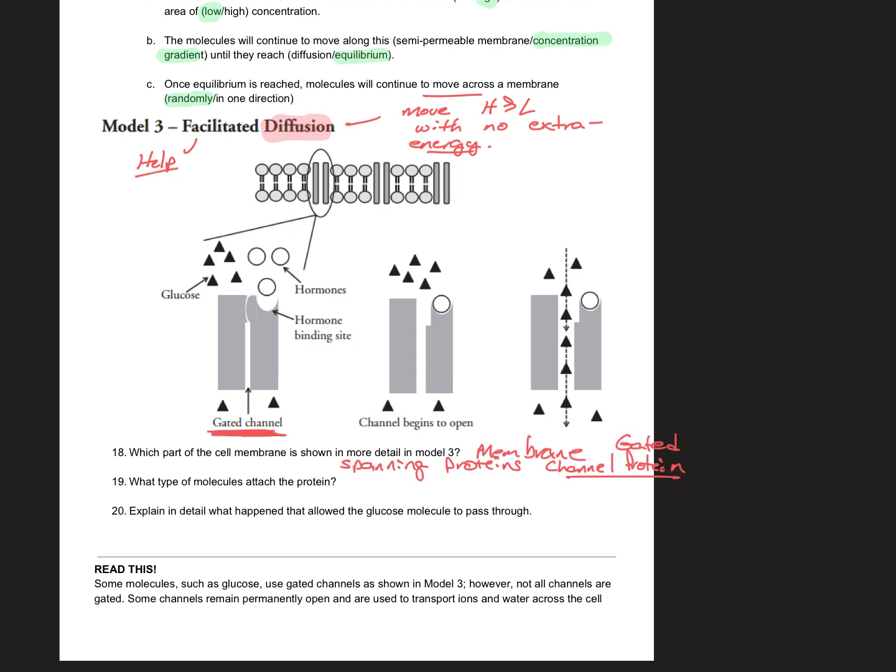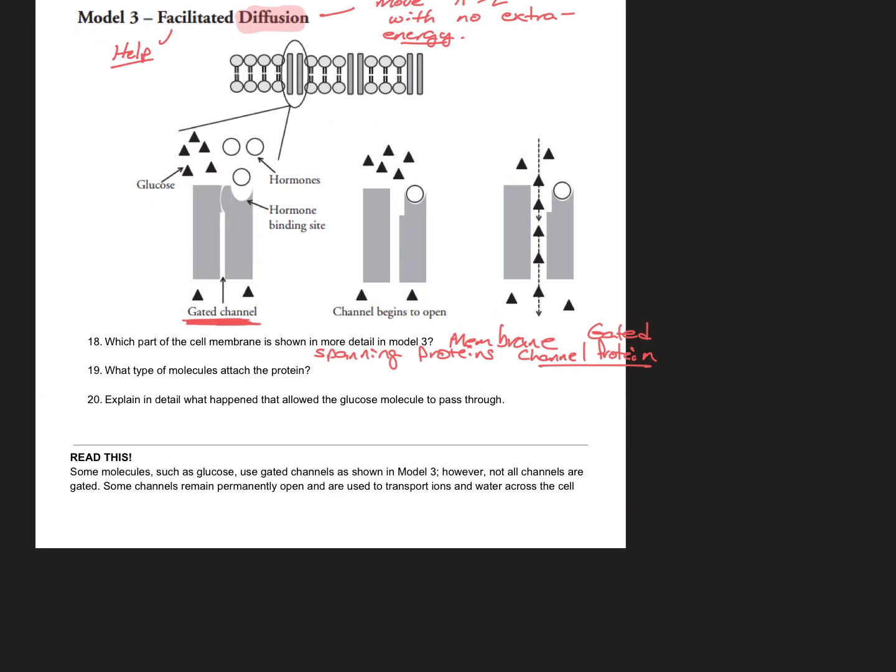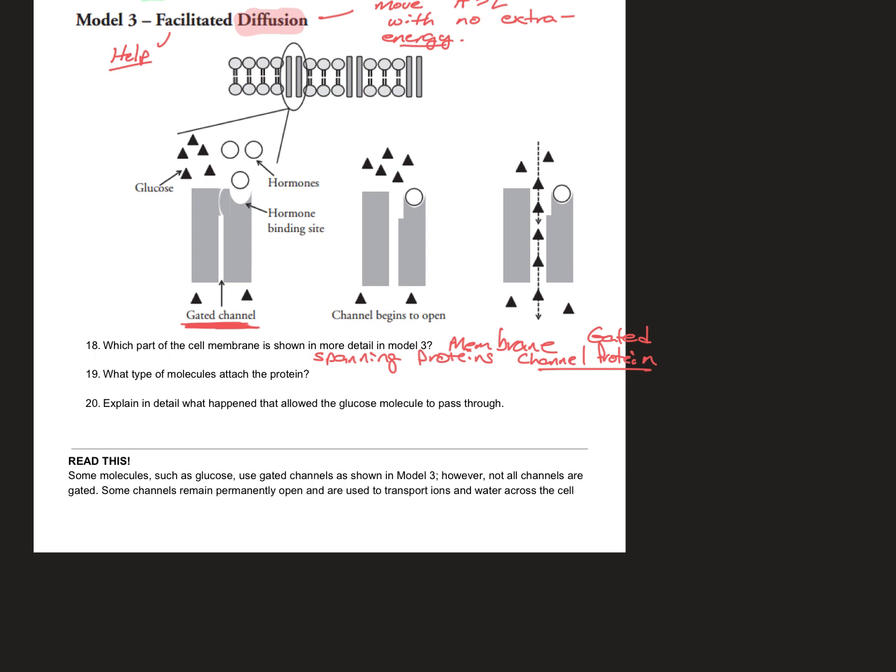So they labeled it membrane spanning protein or channel protein, and here you see the gated channel, that's actually labeled here. What type of molecules attach to the protein? We call them hormones or signals. Again, I don't see any difficulty here except reading hormones or signals. We covered signals earlier in the year.